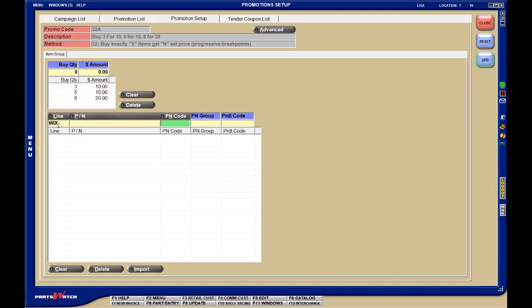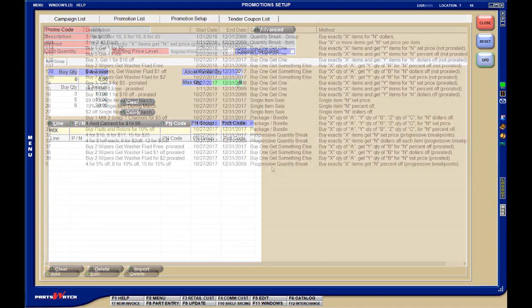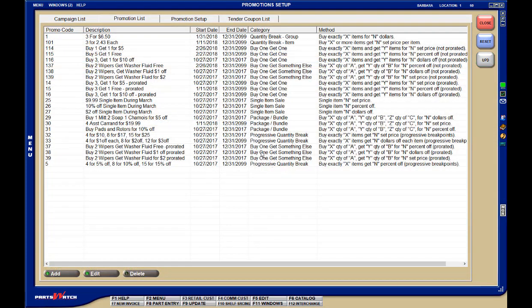Advanced settings do not allow a limit quantity, and a couple different setups are available for this method. Partial quantity indicates whether the promotional pricing is applied if the full quantity isn't sold, or force them to buy the full quantity. And a max quantity can be set to limit the number of times the promotion can be applied on the same invoice. And that's it for quantity breaks. And next are single item sale setups.